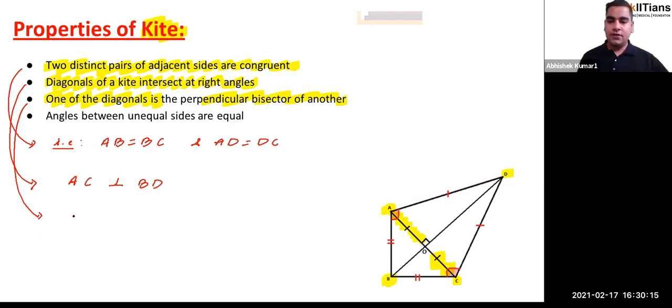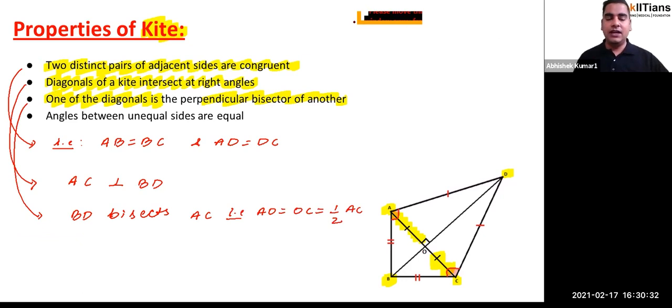Okay. So you will have BD bisects AC. That is, you will have AO equal to OC, and that will be equal to half of AC. Understood? Angles between unequal sides are equal. You know what's the meaning of this? Angles between unequal sides are equal.